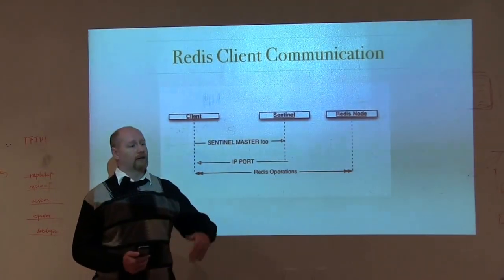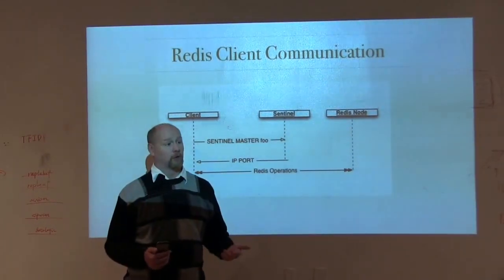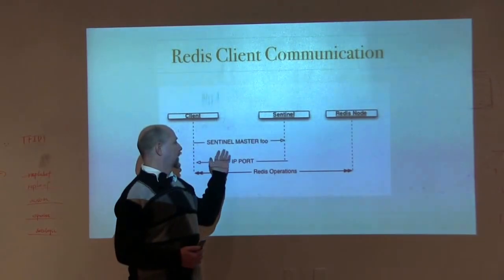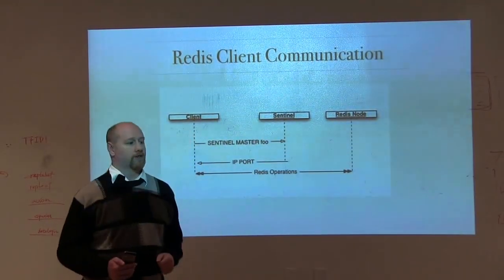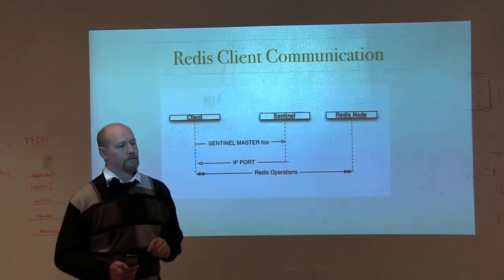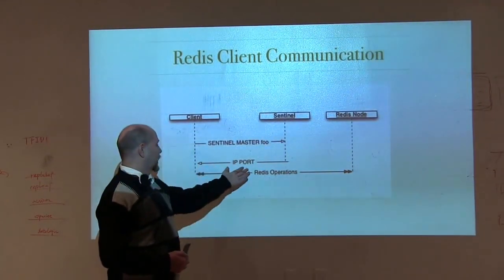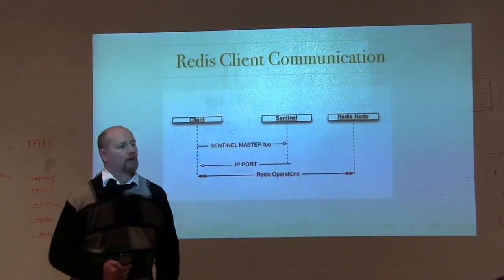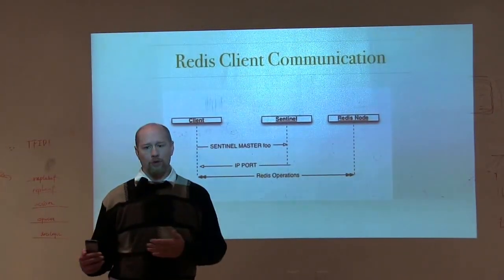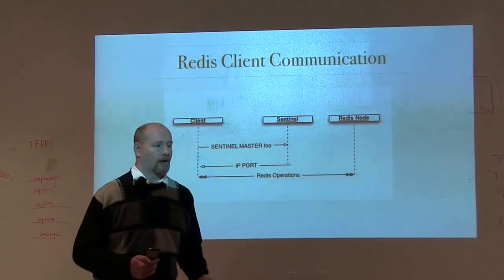Let's say you name one of your pods foo. Then the client needs to connect and say Sentinel master foo, and then Sentinel will reply with, here's the connection information for the master right now. The client gets that IP and port back and then talks to the master directly. So Sentinel's there to coordinate who you need to talk to, who the current master is.